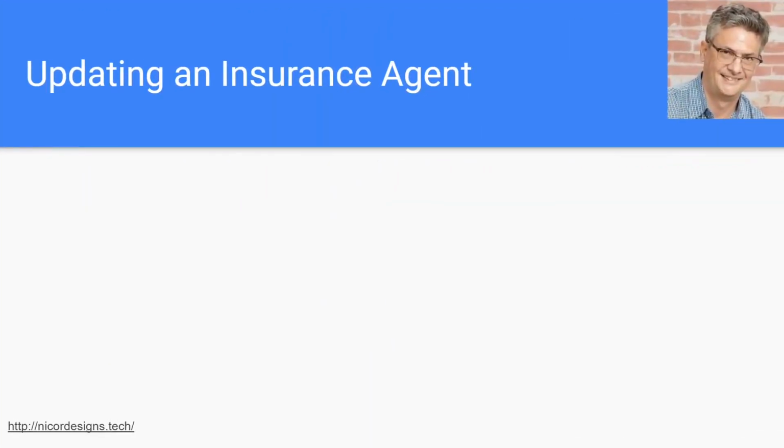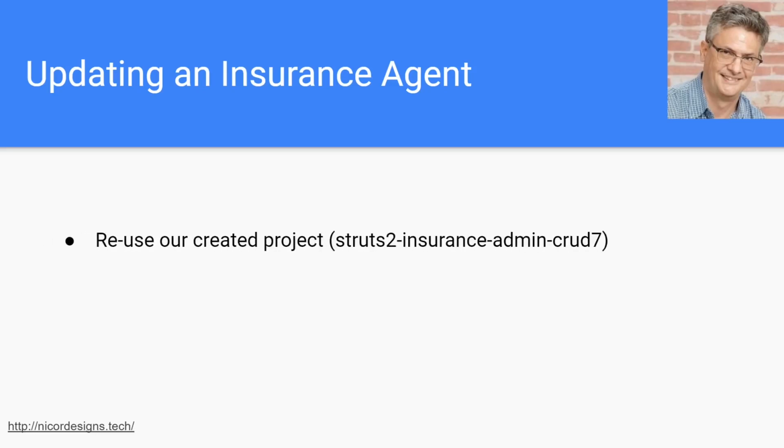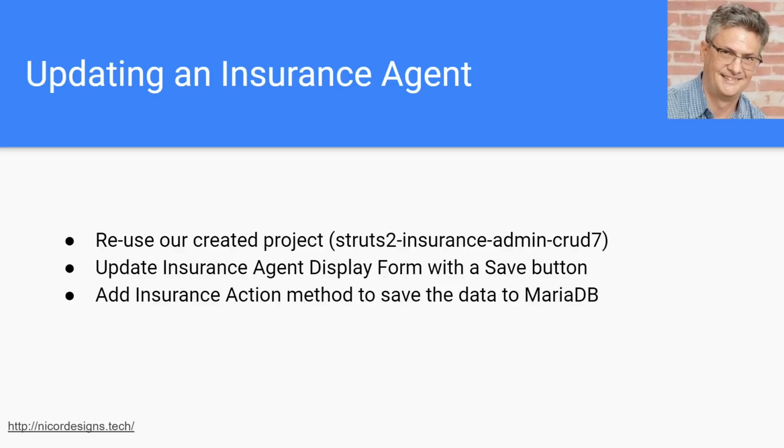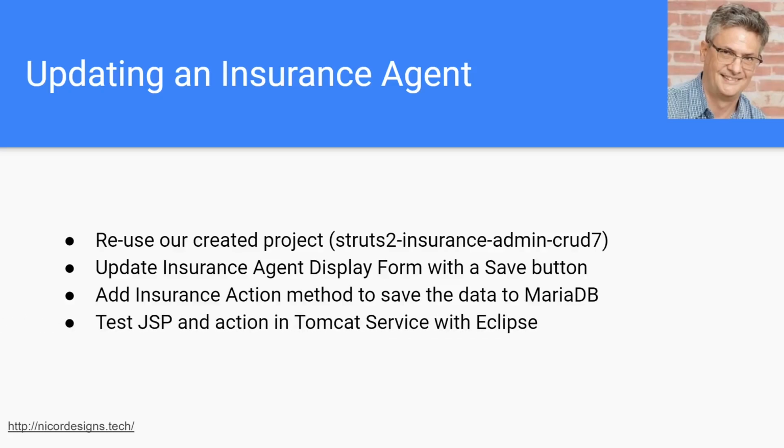These are the high-level steps we will do so that we can update an insurance agent in the database. First, we will reuse our created project from our previous tutorial. Then we will update the insurance agent display form from our previous tutorial with a save button. We will add an insurance action method to save the updated data to the MariaDB table. And we will test the new JSP form and the action in the Tomcat server with Eclipse.